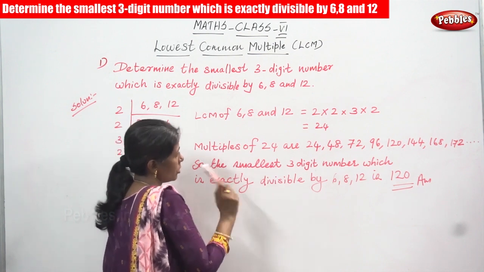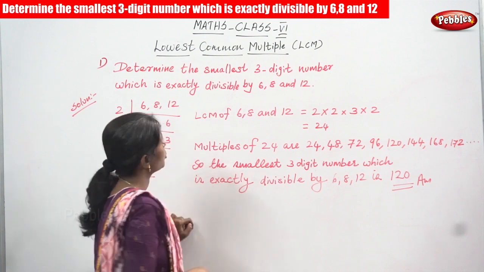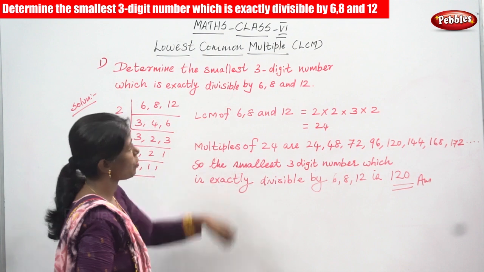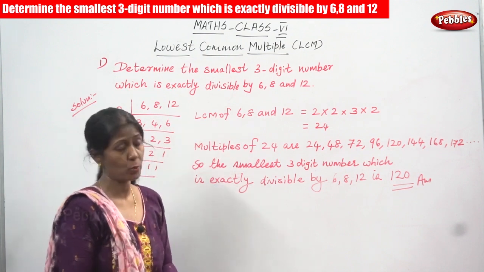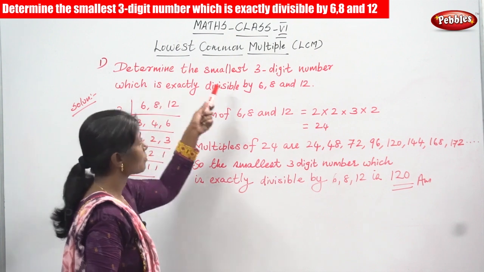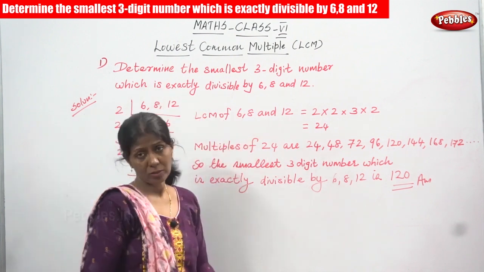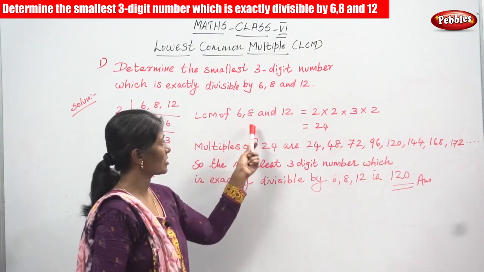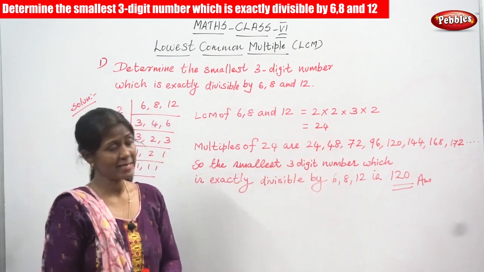Now after that, you have to write the multiples of 24, because we have to determine the smallest 3-digit number which is exactly divisible by 6, 8 and 12. The LCM of 6, 8 and 12, the answer, is 24. Then we do the second step.